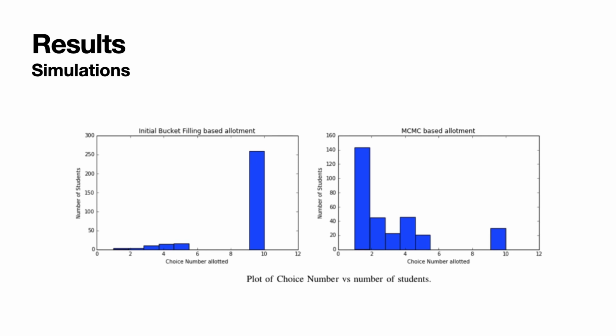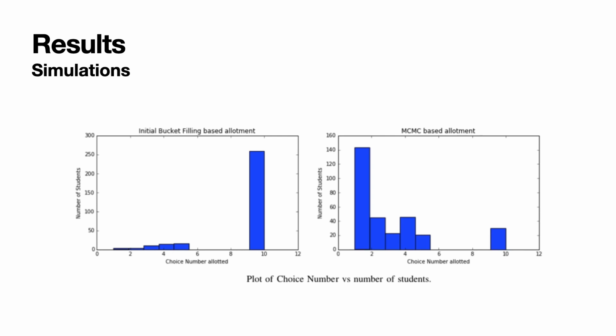Here we show some comparison of the bucket filling allotment which we started off with, and the result which we converged to after MCMC iterations. Here we can see that in the bucket filling allotment hardly any TA got their desired preference. The value 10 here denotes the unwanted courses, the courses which they never opted for, and that is expected because the bucket filling allotment works like that.